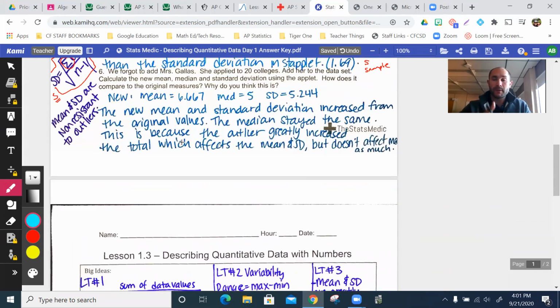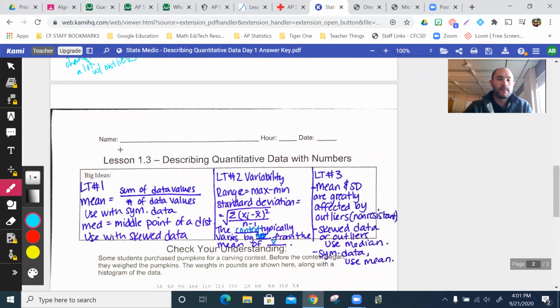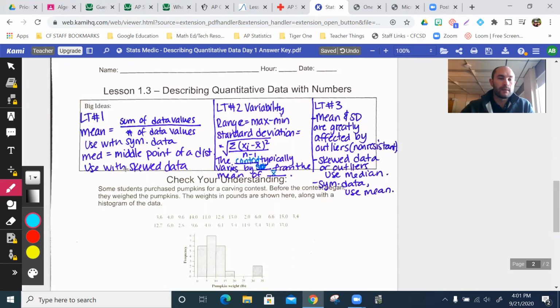The standard deviation goes up because the average distance to the mean increased, like 20 is far from 6.67. So it's going to have a high squared distance, and that's going to increase your standard deviation. So we call the mean and standard deviation not resistant to outliers. They change a lot with outliers. So what does that mean? That means when we have symmetrical data, we can use the mean. But when we have skewed data, we should use the median as a measure of center.